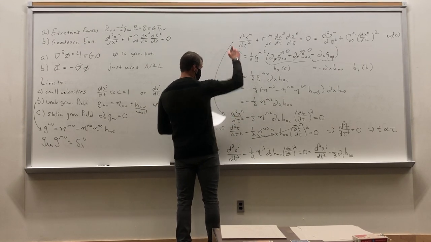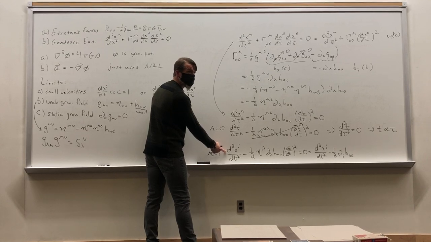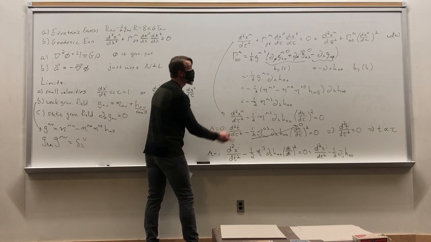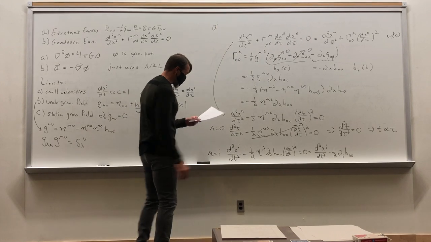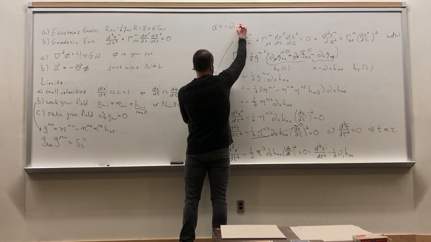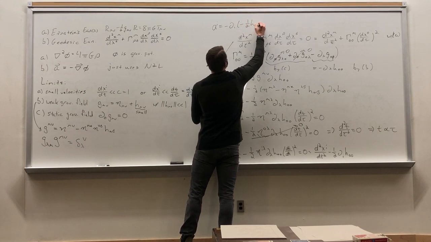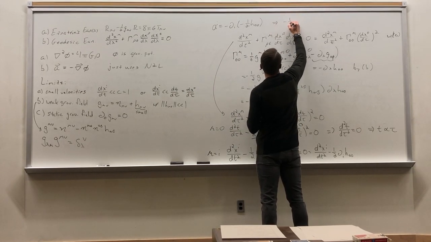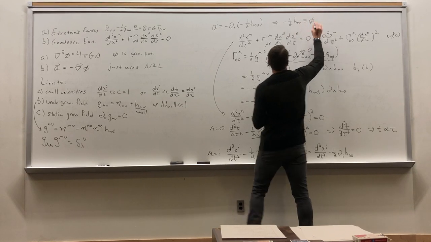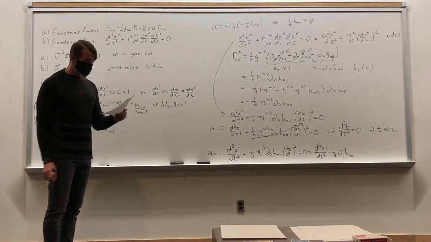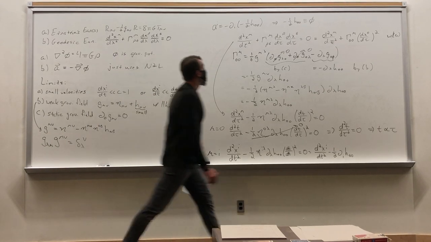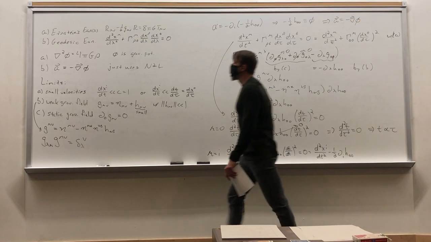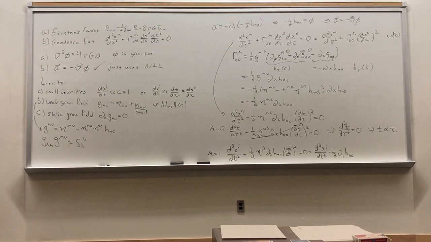At the end of the day, what we have is the acceleration. Everybody see that? This is just acceleration. The ith component of the acceleration is minus partial i of minus 1/2 h00. And all we have to do is say, okay, minus 1/2 h00 is defined as phi. And then we have a equals minus grad phi, which is exactly what we expected.